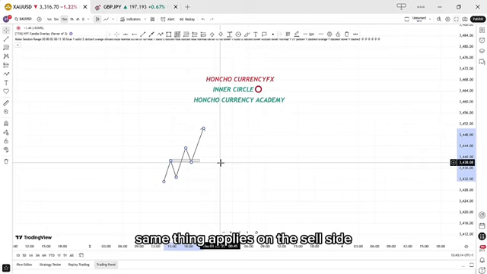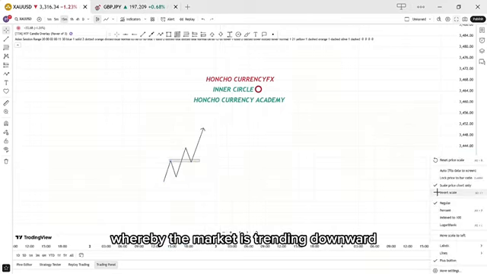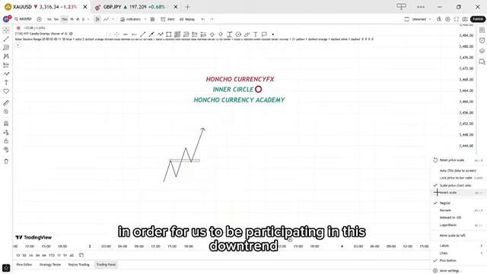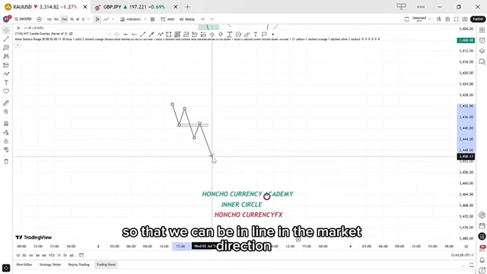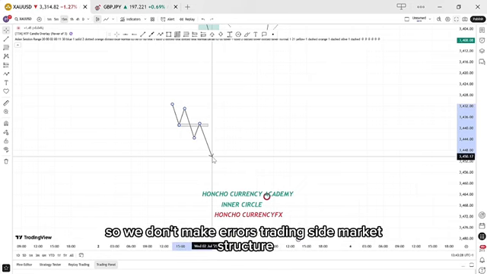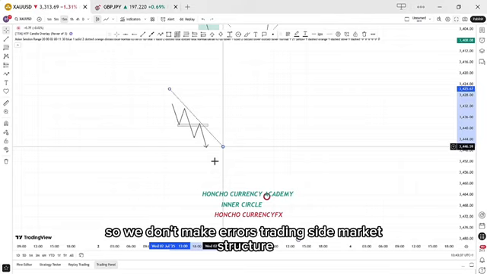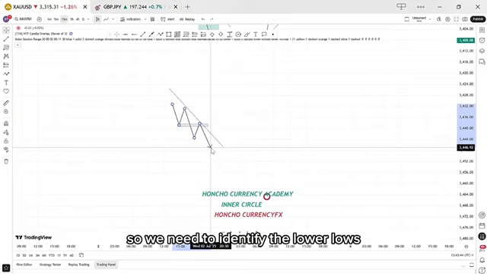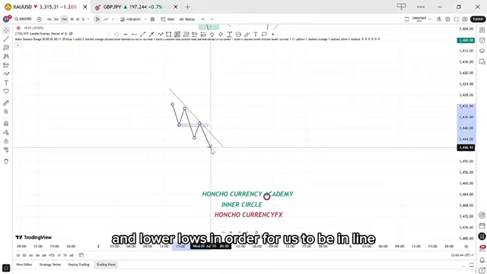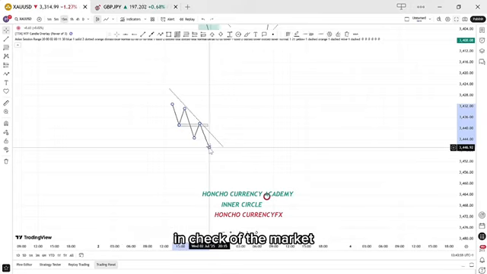Same thing applies on the sell side, whereby the market is trending downward. In order for us to be participating in this downtrend, we need to identify the market structure so that we can be in line with the market direction, so we don't make errors trading inside market structure. So we need to identify the lower lows, lower highs, lower lows, lower highs, and lower lows in order for us to be in line, in check of the market.